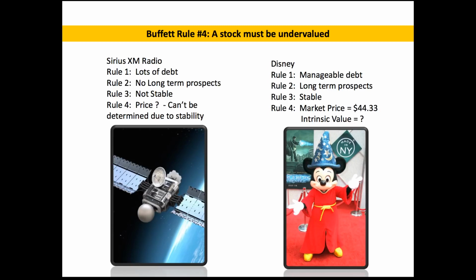With respect to Disney on the first rule, we looked at their debt, and it was manageable through all the last 10 years, and the forecast looked like it was going to be more of the same. With respect to the second rule for XM Radio, we briefly talked about how we don't anticipate it having long-term prospects in 20 or 30 years from now, whereas for Disney, we do see long-term prospects. Then the third rule for XM Radio, the numbers were not stable. The book value was all over the place. The debt to equity was all over the place. And with Disney, we saw a very stable company and something that was very predictable.